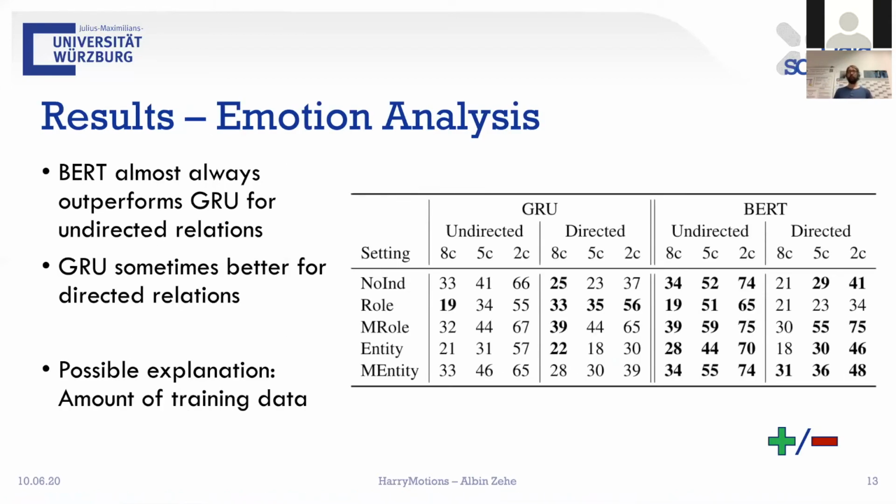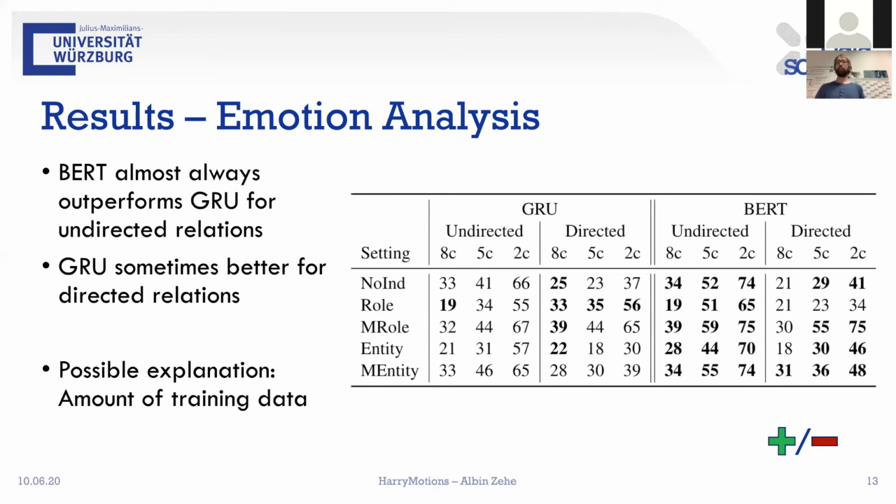Good. Now for our results. First task is again the emotion analysis. Here we compare our results from the BERT model to the results from the GRU model that was proposed by Kim and Klinger for this task. We have a directed setting where we use the full information that is available in the fanfiction corpus, that is basic emotion plus causing and experiencing character.